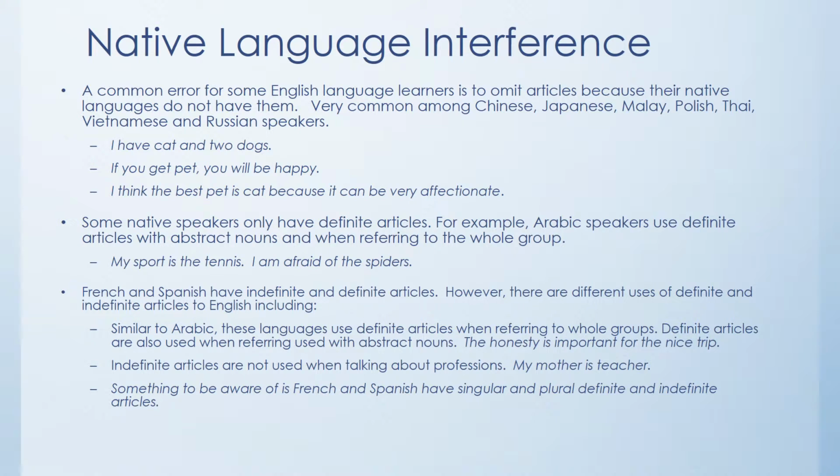Now there's native language interference, among those speakers that do not have any articles in their native language. Those languages happen to be Chinese, Japanese, Malay, Polish, Thai, Vietnamese, and Russian speakers. In their native language, they would simply say, I have cat and 2 dogs.